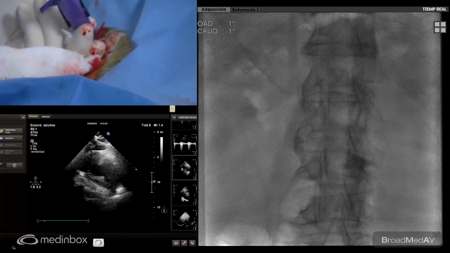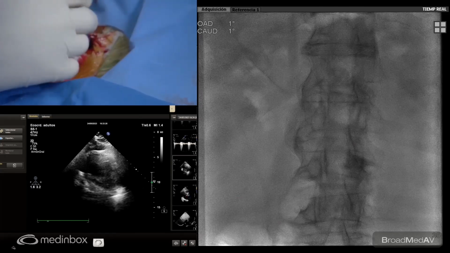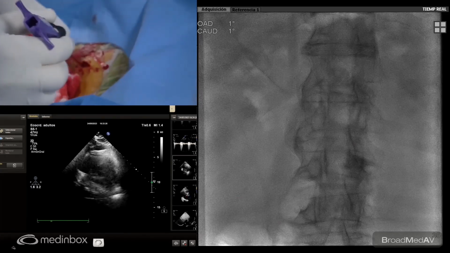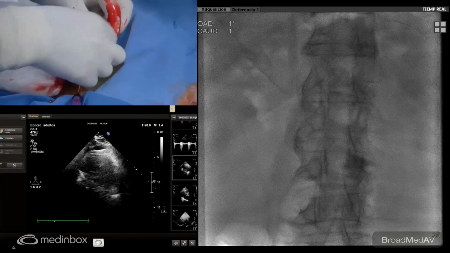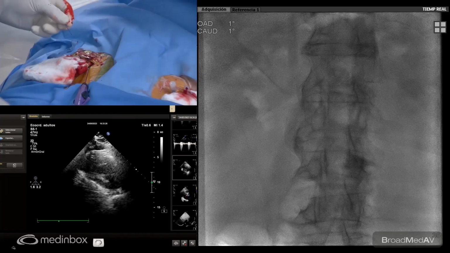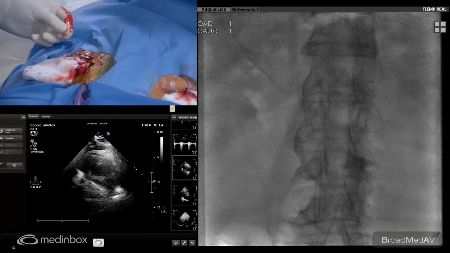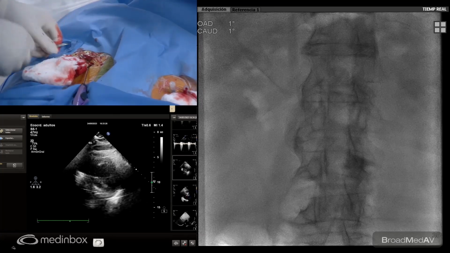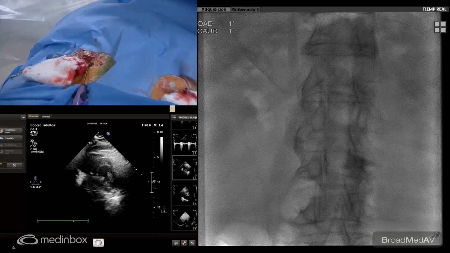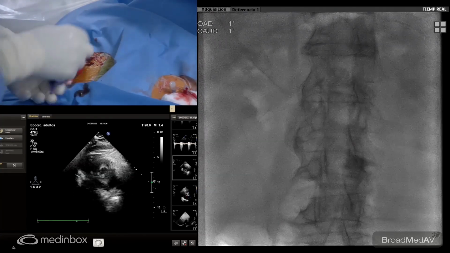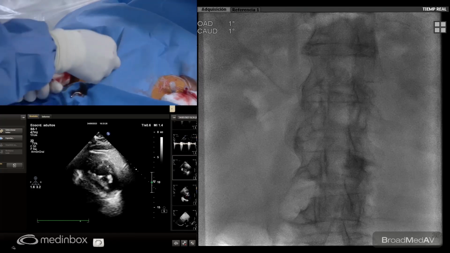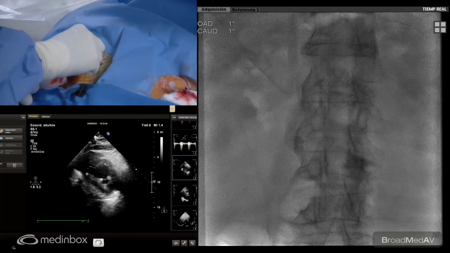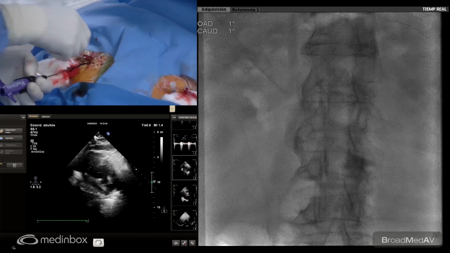And then we deploy the second. But you know, it's amazing, the distance was almost not enough to get into the artery due to this huge amount of adipose tissue we have here. So we will introduce again the wire to introduce the second ProGlide.